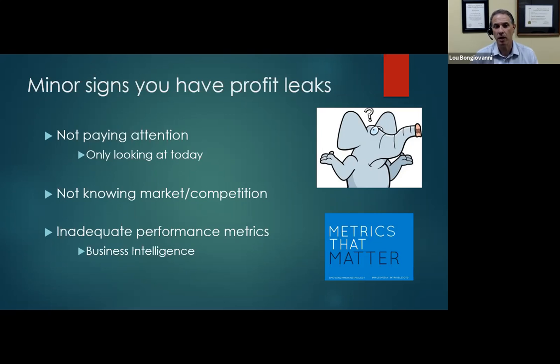Inadequate performance metrics. We are very big here at CFO OnDemand as far as metrics, automating things. We're using things such as Power BI and artificial intelligence. These are all things that are now available for small and medium-sized companies. The more you can plug into that and really fine-tune what you're looking at, the better.